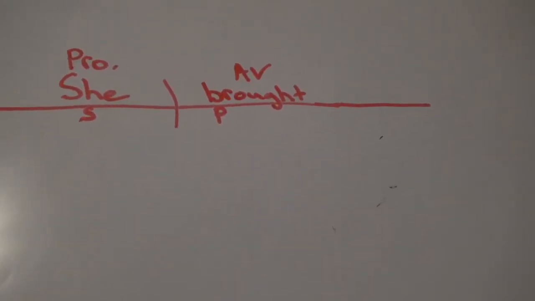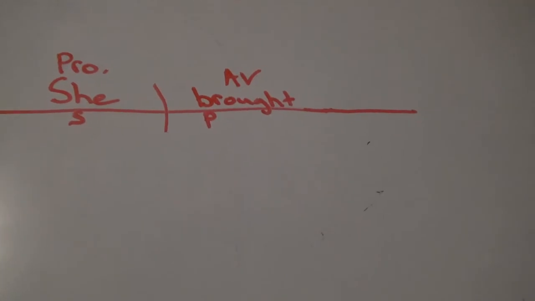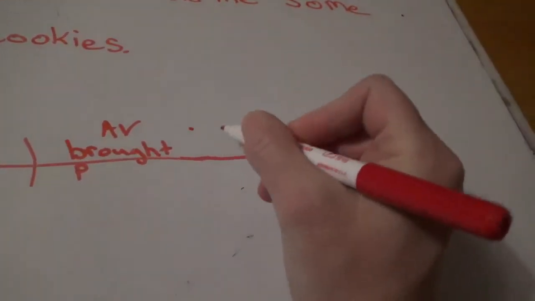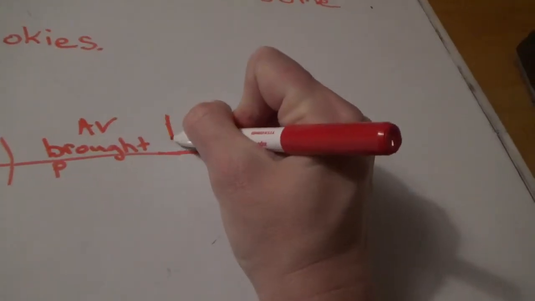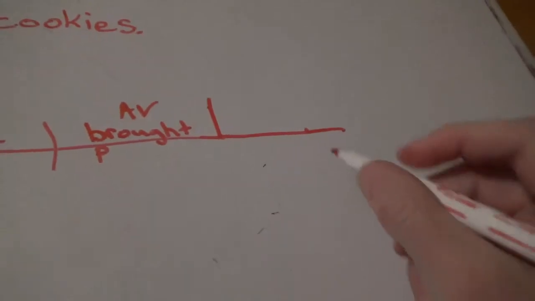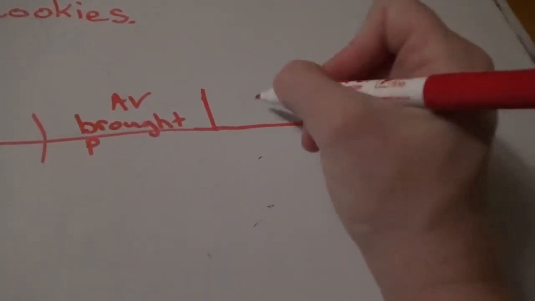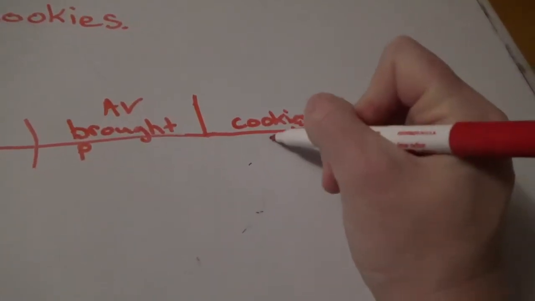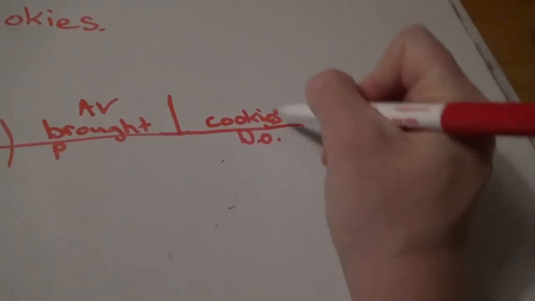Brought what? What was brought? Cookies. So for a direct object, I'm going to draw a line to my baseline and I'm going to write cookies as my direct object. I'm going to put D-O under the line and it's a noun.